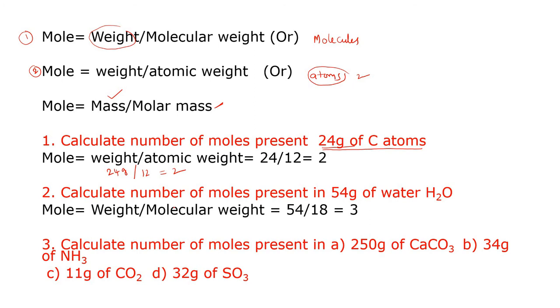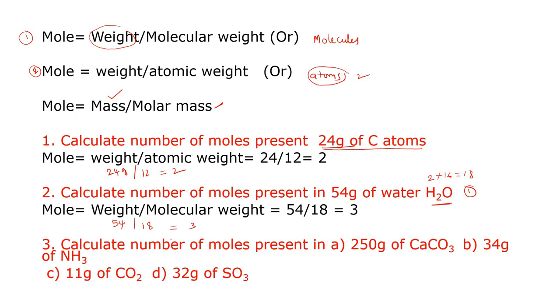Similarly, calculate the number of moles present in 54 grams of water. Water is a molecule, so which formula do you have to use? The first formula. The weight of the water is 54 grams. The molecular weight of water will be 18: hydrogen is 2 plus oxygen 16, which is equal to 18.